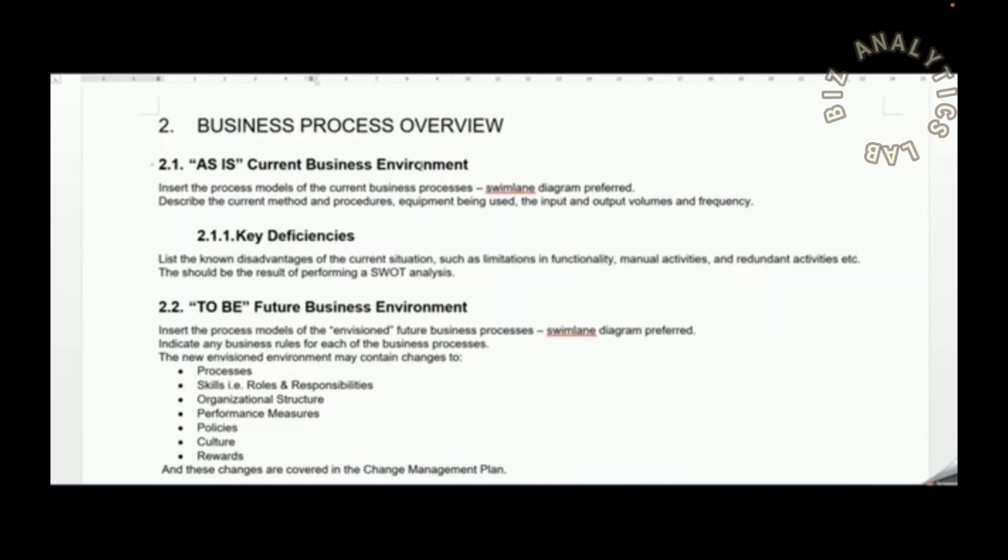So this would be the appropriate place to add swim lane diagrams. Oftentimes what I would do is add swim lane diagrams of the current business practices and the different stakeholders that are involved. Normally a swim lane diagram would be preferred because it gives a great visual of what your current business process looks like, and it can also have additional descriptions of current methods, procedures and equipment being used, or any inputs and outputs of volumes and frequency of the product or process that you want to change, right?